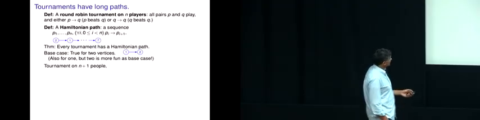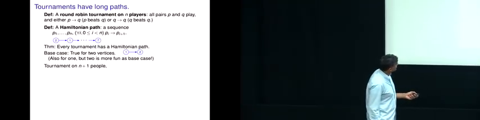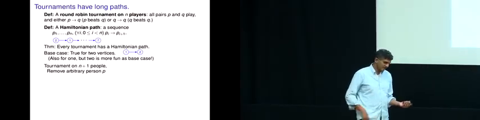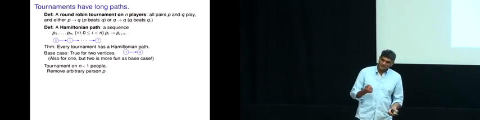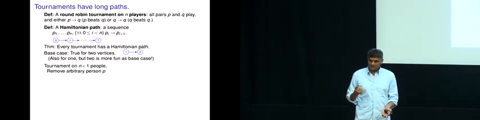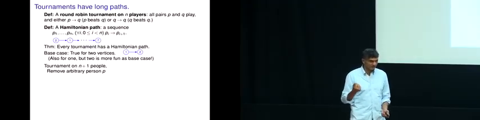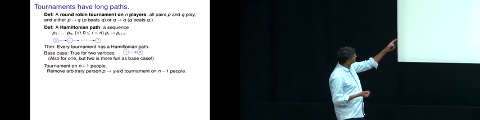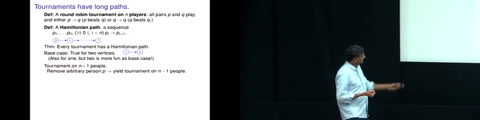Okay. Now let's think about a tournament on n+1 people. You just remove an arbitrary person P. You take the tournament and remove them. Do you still have a tournament on the rest of the people? Do they all play each other? Yeah, everybody plays. Every game, one person wins. So it's still a tournament, and it yields a tournament on n people. I think I'm off by 1 here.